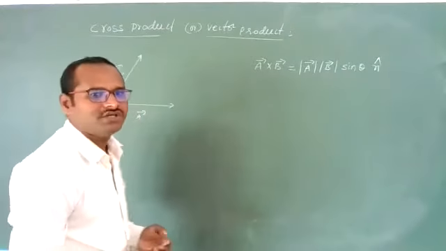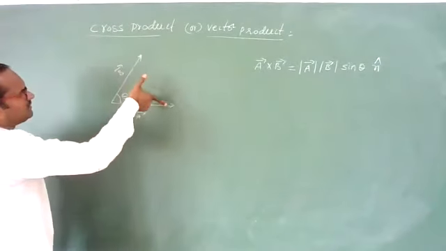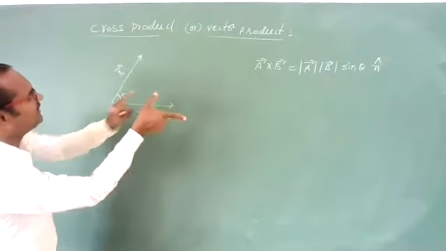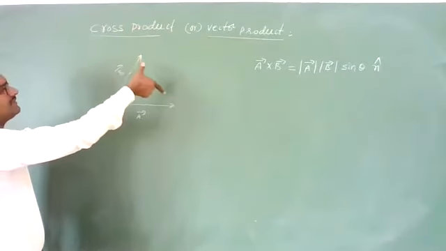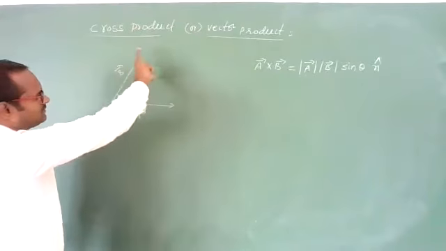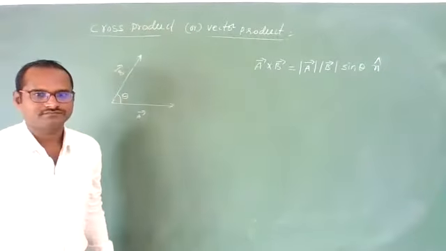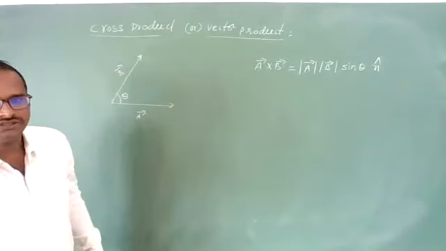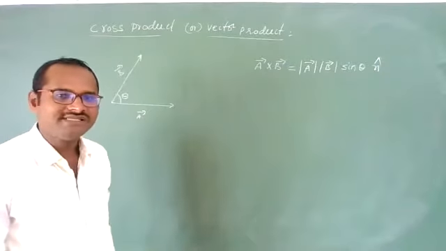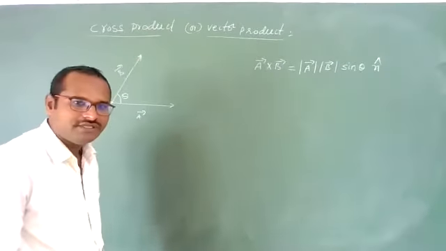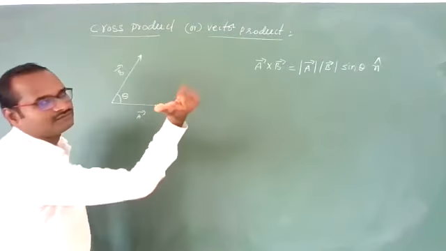In the same way, suppose you have A cross B. This is my finger A, this is my second finger B. If you rotate in the anti-clockwise sense like this, the screw will come outside. It means the direction of A cross B will be outside like this. See my thumb, it is outside.